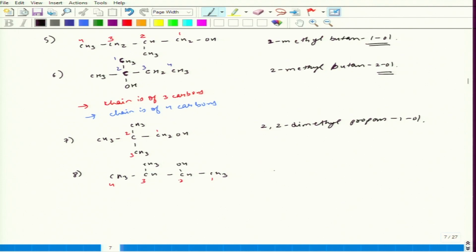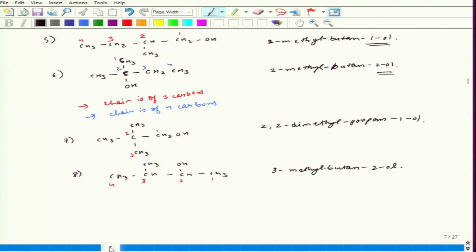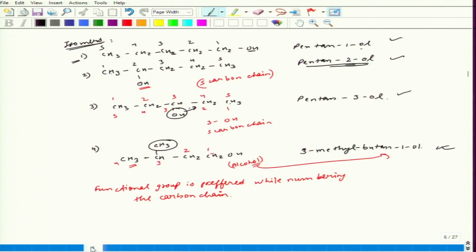So now what will be its name? 3-methyl, there will be a dash in this naming. 3-methylbutane, which position is the OH, it is 2-ol. Okay, so remember having a dash here. So these are the structures we have discussed, the possible isomers for the formula. I haven't written the formula of it here right now.